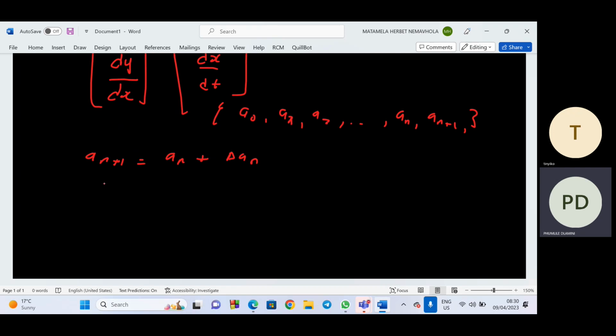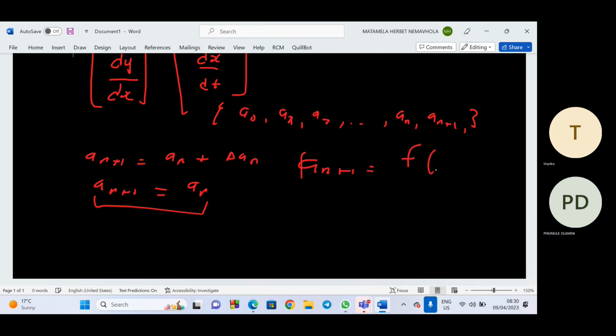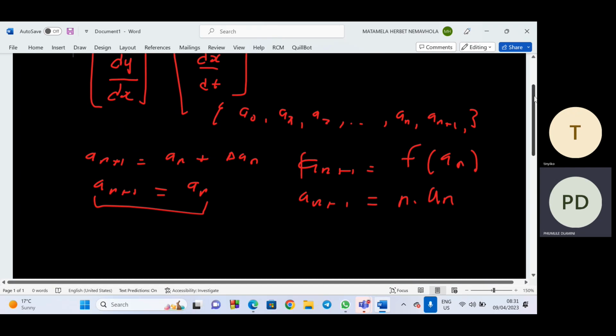Sometimes when you are working, you find they are working with the formula AN equals something like this, the one that we just got now. And sometimes with AN plus 1 equals f of AN, for example f of AN. Sometimes they work with a general formula like n dot AN, so like that way.